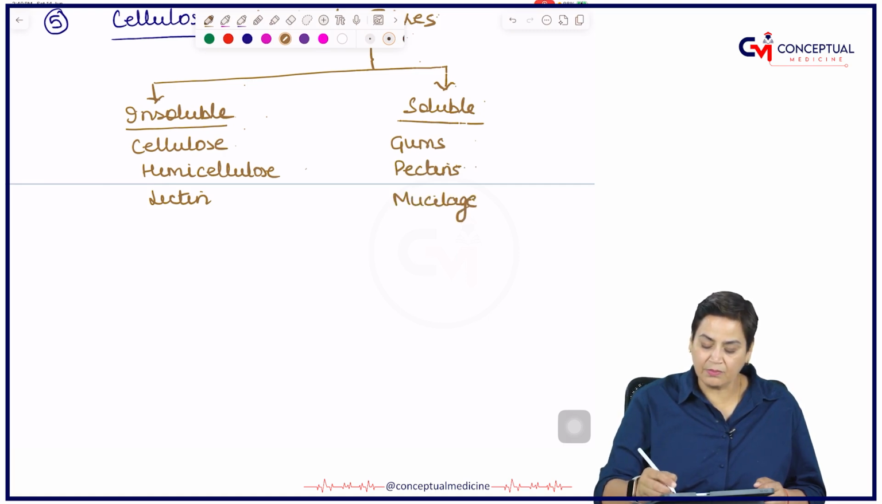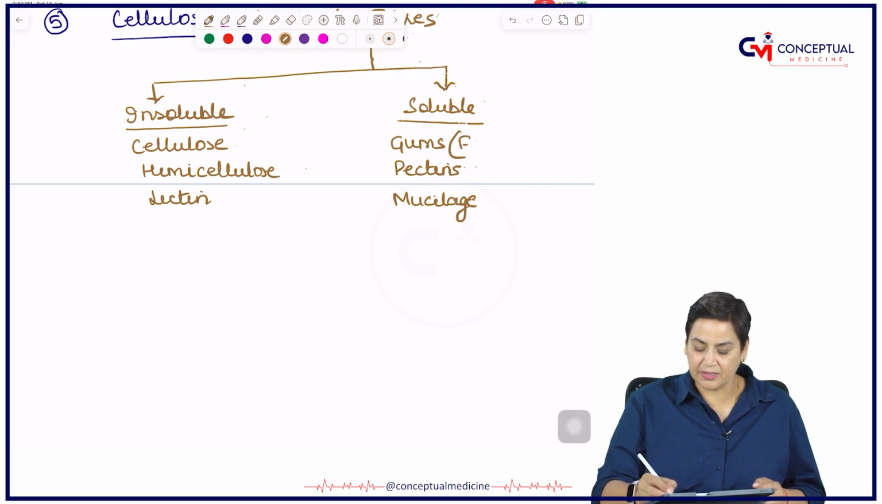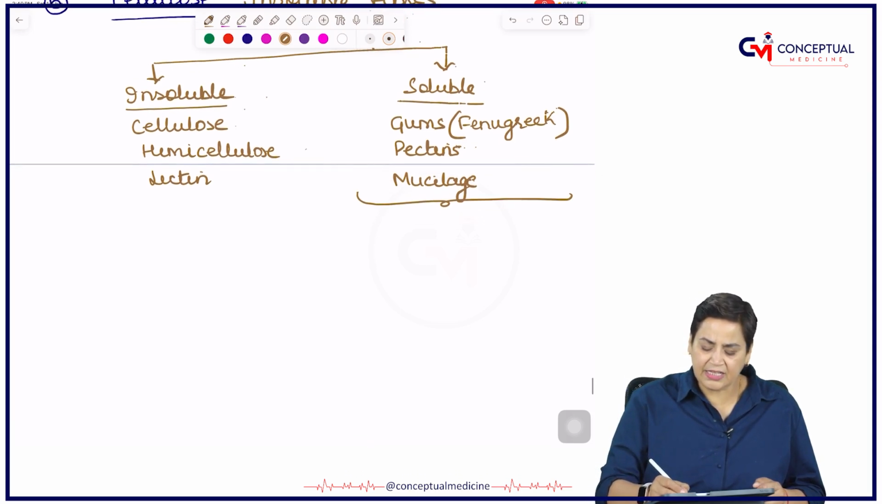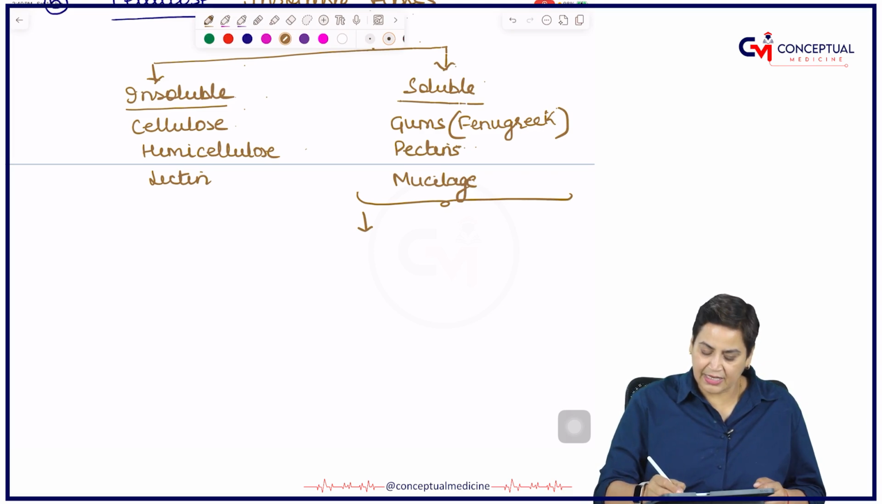And if we talk about gum, the most important example of gums are fenugreek seeds. In Hindi we call them methi seeds. So if we talk about the soluble fibers, be it gums, be it pectins, be it mucilage, the most important function is they decrease the postprandial level of glucose. They always try to bring the level of glucose down. So I can say they decrease the PP or postprandial level of glucose.